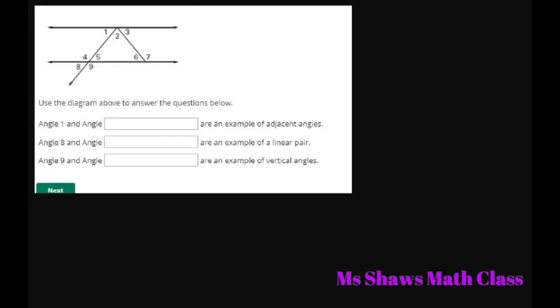Hi everyone, we're going to go over some examples of adjacent angles, linear pair, and vertical angles. So here's your diagram that we're going to use, and it says angle 1 and what angle are examples of adjacent angles. Well, that would be angle 2.